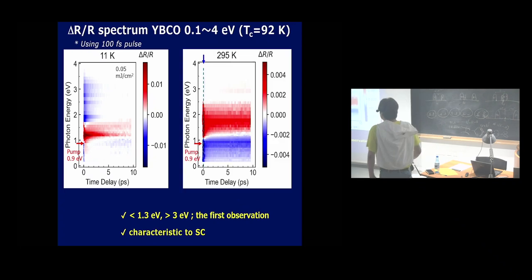And this transient reflectivity is very different from that observed in the normal state. So this behavior is very characteristic of the superconducting phase.